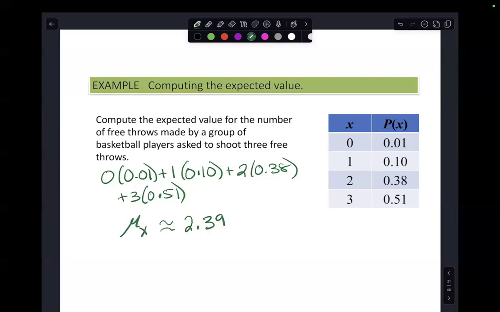2.39. So if he repeated these trials over and over again, we would expect him to average about 2.39 free throws out of three.